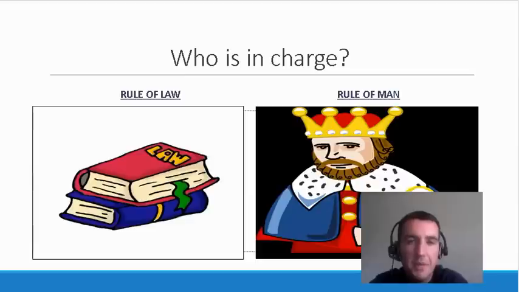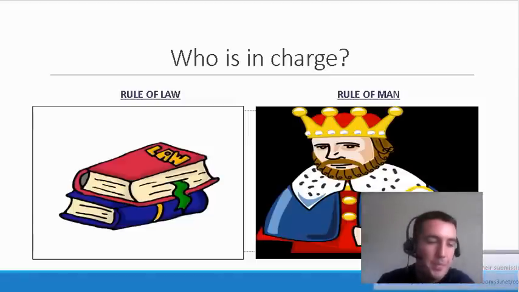The rule of law is different. That's what we have in the United States. In the rule of law, laws are in charge, not individuals, not people. The laws are the things that make our society go, that make our society function. So everyone has to look at laws to decide what they can do and what they cannot do. In a society that has the rule of man, everyone has to look to the king or the leader in charge to see what they can and cannot do.